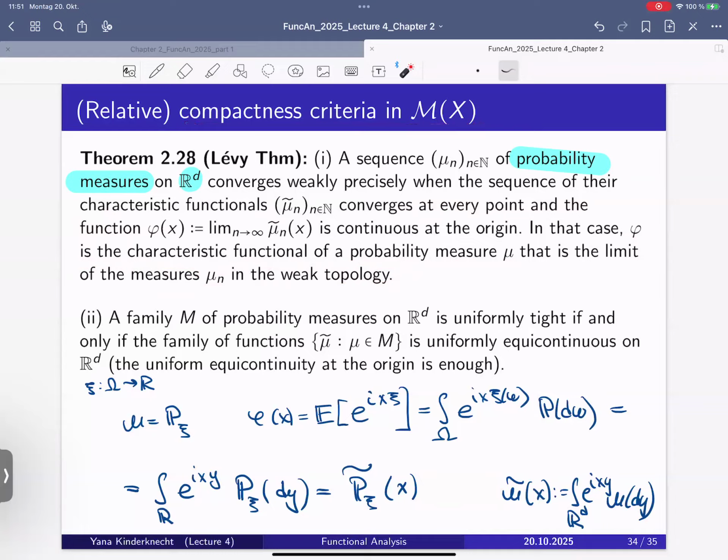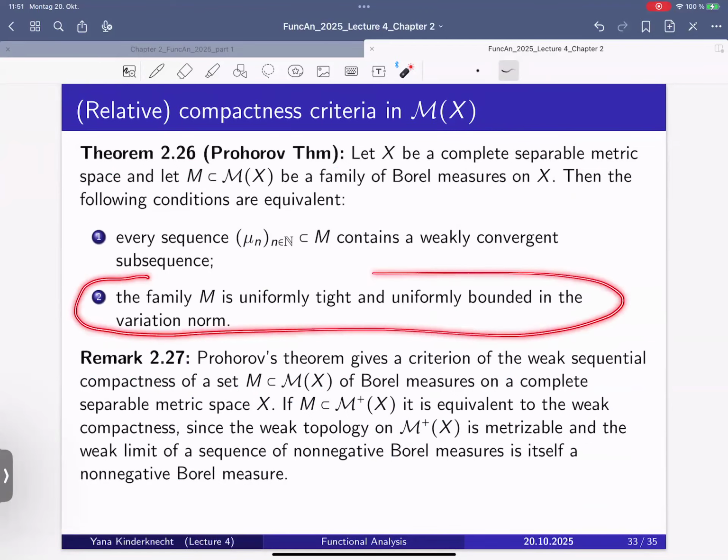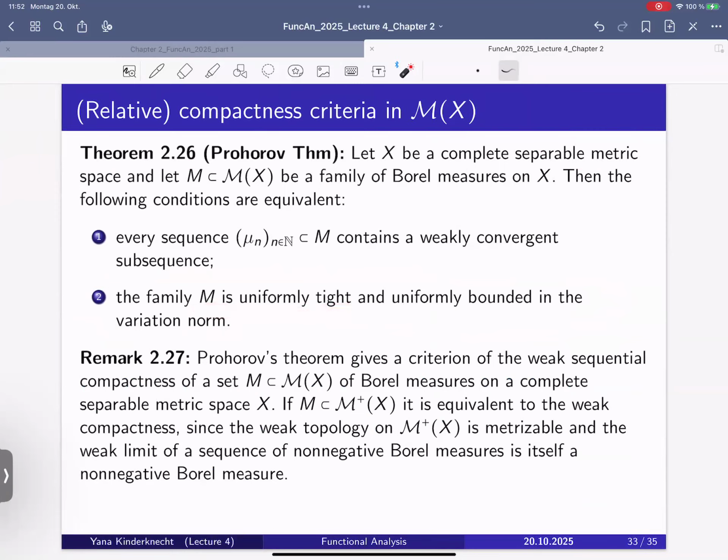Again, this is a compactness criterion in probability measures. Here, in the particular case, X is equal to R^d. Instead of the tightness criterion, we may use a kind of continuity or equicontinuity. So you see, this is the theorem, a compactness criterion: the family of measures is uniformly tight and uniformly bounded. If we work in this space of probability measures, then the whole set is uniformly bounded, since all probability measures satisfy this condition. So P of X is uniformly bounded, and we can forget about it. In the set of probability measures, what is interesting for us is this condition.